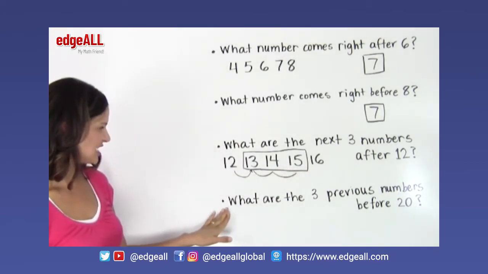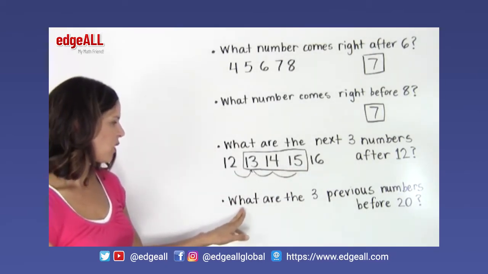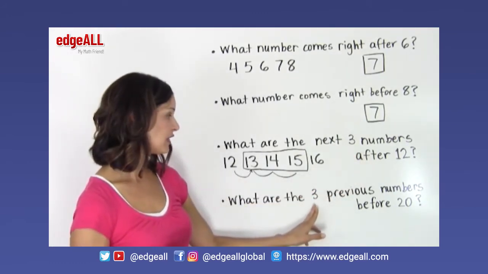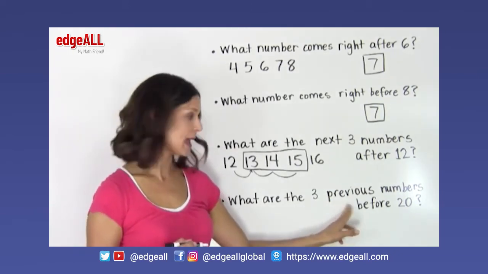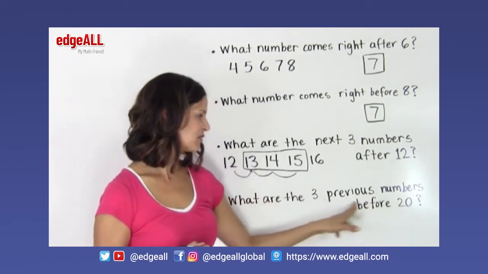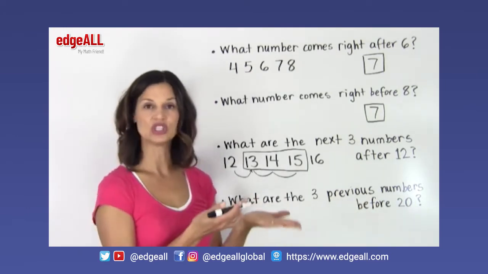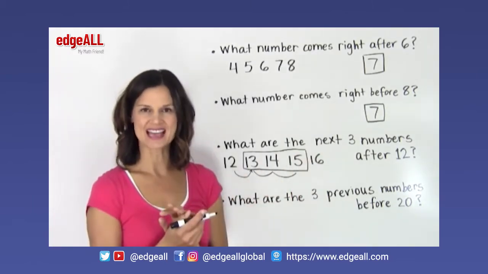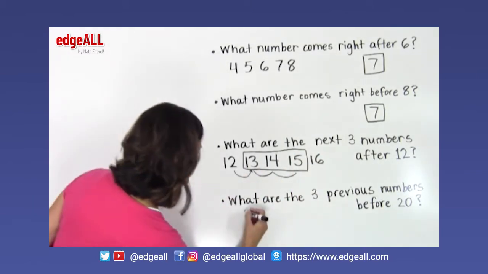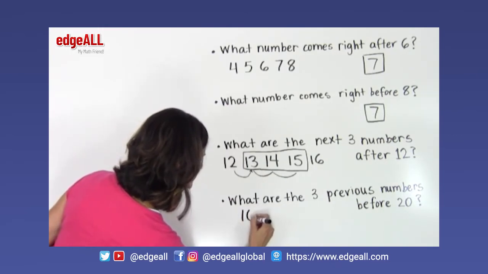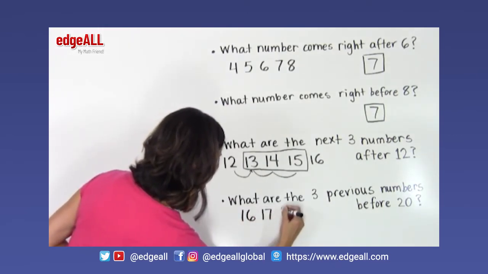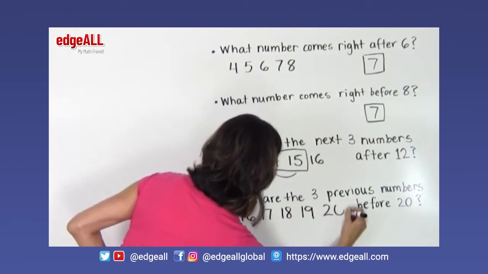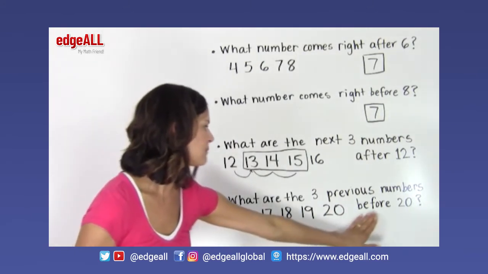On our last question here, it asks us, what are the 3, so we're looking for 3 numbers again, but we're looking for the 3 previous numbers before 20. And remember, with the word previous, we're looking to the left. So let's write a list of the numbers as we approach 20. So we could even start with, say, 16, 17, 18, 19, and 20. And it says we want to look before 20.